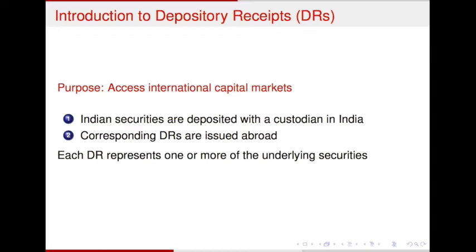Depository receipts, also known as DRs, are financial instruments that can be used to access international capital markets. In short, local securities are deposited with a custodian in India. Once these securities have been deposited, a depository institution in a foreign jurisdiction may issue corresponding DRs on the back of these securities. In this way, issuers of Indian securities can access the international capital markets, and foreign investors can gain exposure to Indian securities without directly holding the Indian securities.